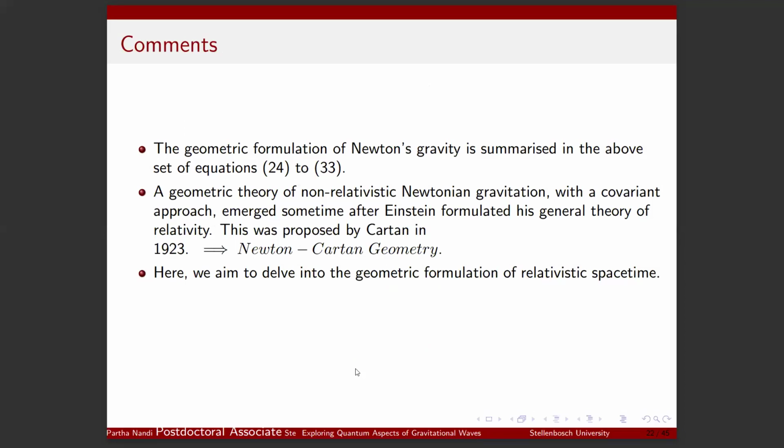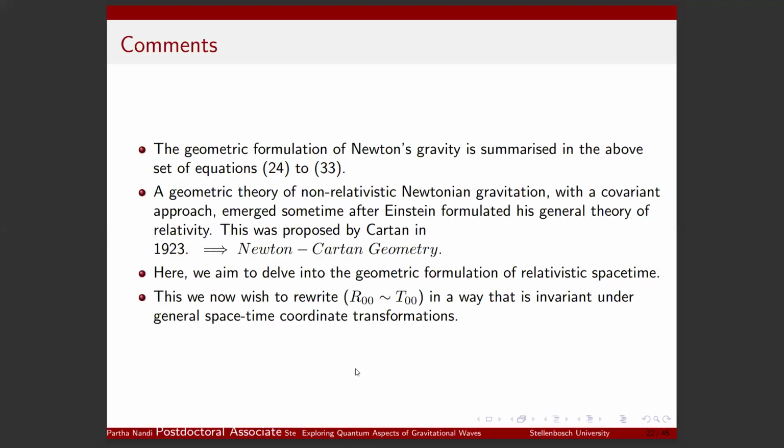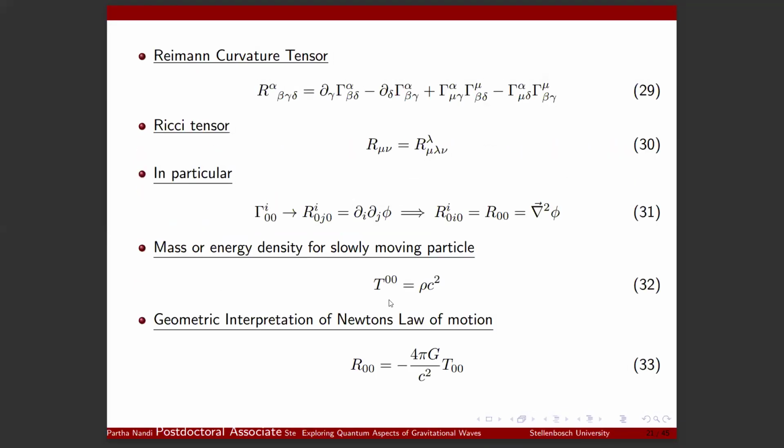Now we wish to rewrite this expression in a general spacetime coordinate transformation invariant fashion. Strictly speaking, it is not invariant. The question is whether we can rewrite these equations. One can immediately observe this equation only incorporates the zeroth component of some second rank object. Therefore, we have only the zeroth component of the Ricci tensor adjusted by the zeroth component of the energy momentum tensor. So we have only the energy density component.